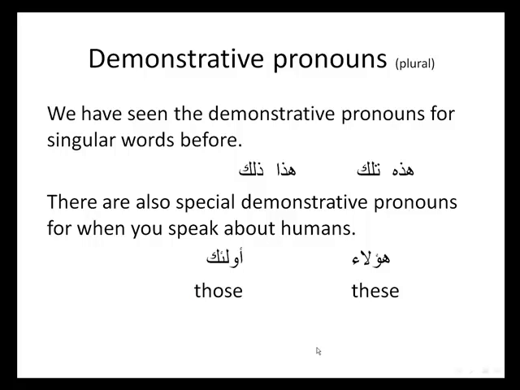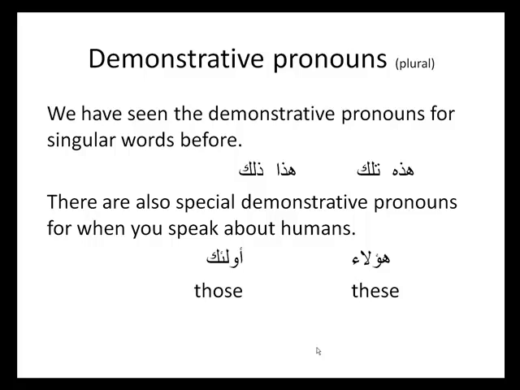The next thing we're going to talk about are the demonstrative pronouns for plural. Now, we've seen the demonstrative pronouns for singulars. We've used هذه and تلك for feminine things, and we've used هذا and ذلك for masculine things. These demonstrative pronouns work for things and humans alike. If we talk about one person, we can say هذه Maria, this is Maria, for example.